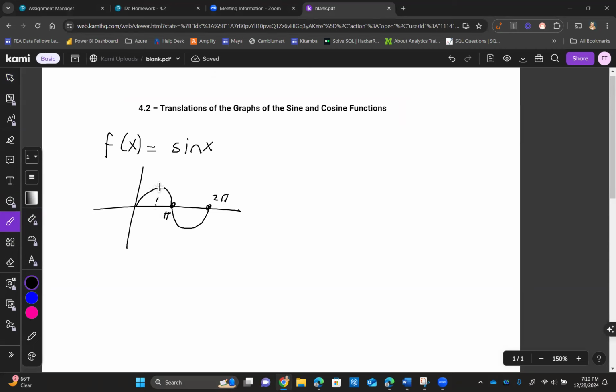It will hit the number 1 when the angle is pi over 2, and then the y value will be -1 when the angle is equal to 3 pi over 2. So this is the most basic sine function.